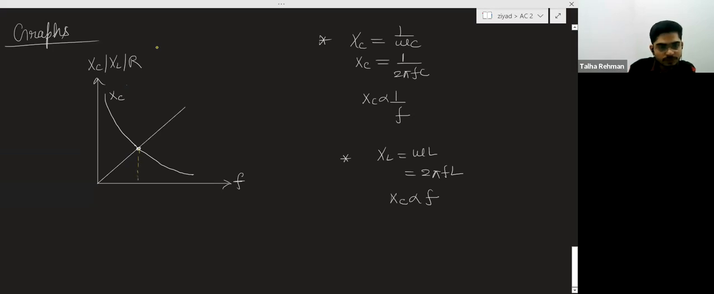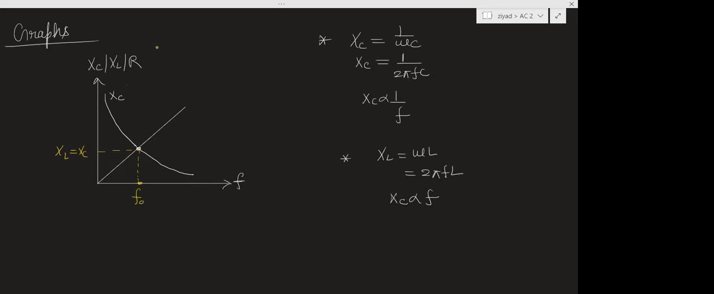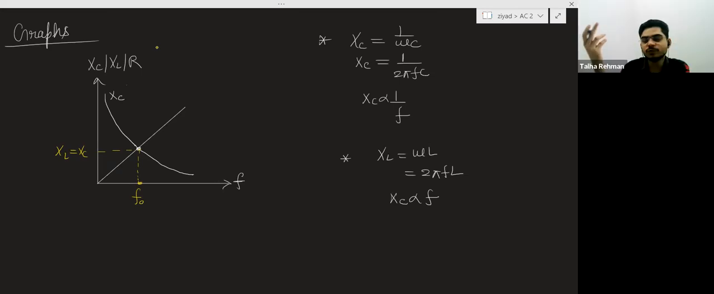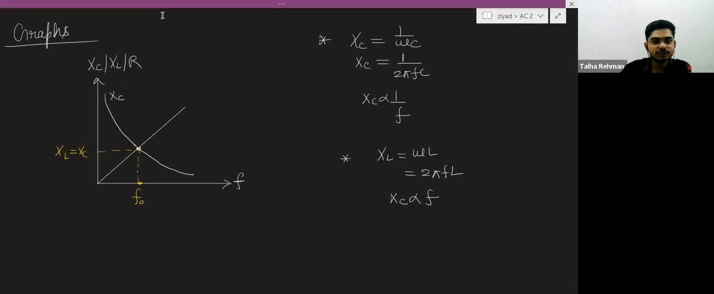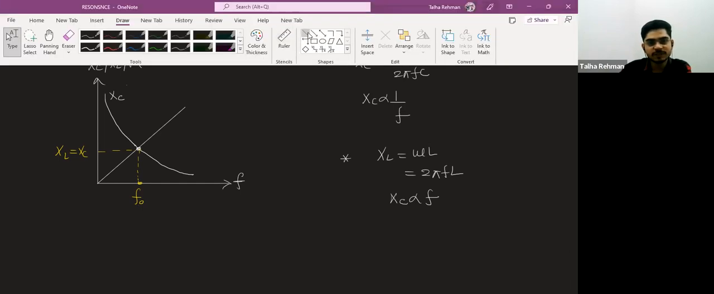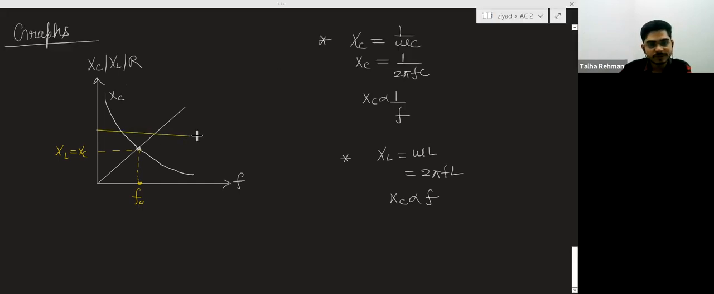And the point where XC and XL become equal is the condition of resonance. At this point, your XL is equal to XC, and this is the resonant frequency. And if you talk about the resistance, the resistance of the circuit remains constant, meaning it does not change with respect to frequency. So resistance will be like this.